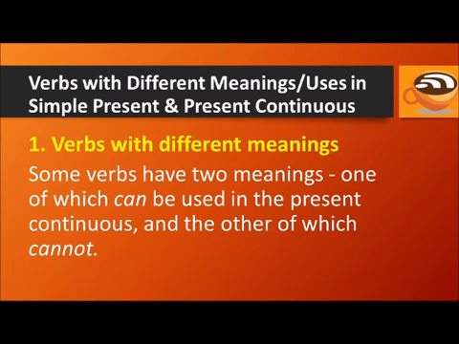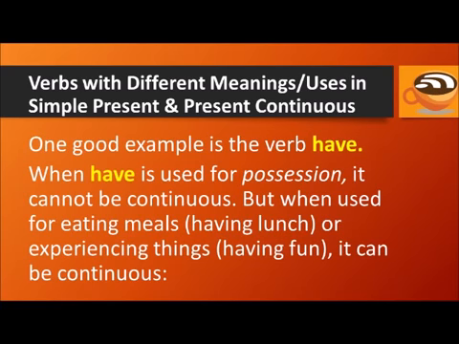Now let's look at some verbs with different meanings and uses in the simple present and present continuous. Some verbs have two meanings, one of which can be used in the present continuous, and the other of which cannot. One good example is the verb have. When have is used for possession, it cannot be continuous, but when used for eating meals, having lunch, or experiencing things, having fun, it can be continuous.